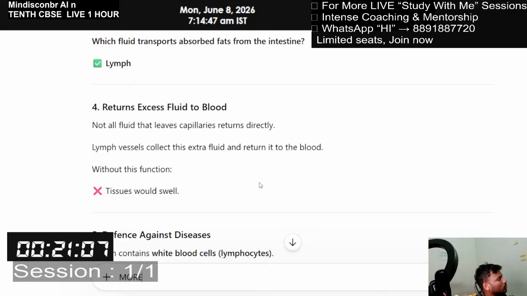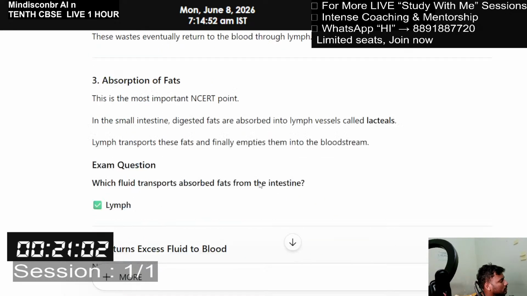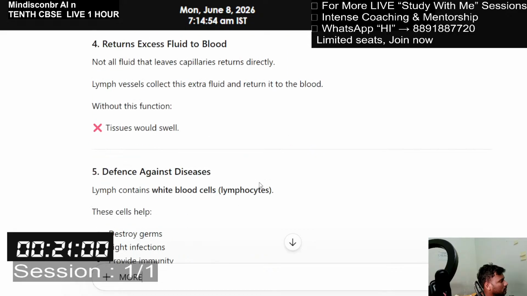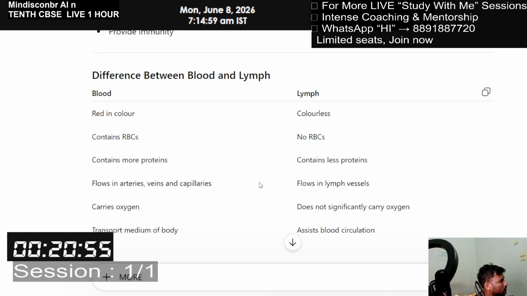Returns excess fluid to blood. Difference between blood and lymph. Blood is red in color, lymph is colorless. Blood contains RBCs, lymph contains no RBCs. Blood contains more proteins, lymph contains fewer proteins. Blood flows in arteries, veins and capillaries. Lymph flows in lymph vessels. Blood carries oxygen, lymph does not significantly carry oxygen. Blood is the transport medium of the body. Lymph assists blood circulation.